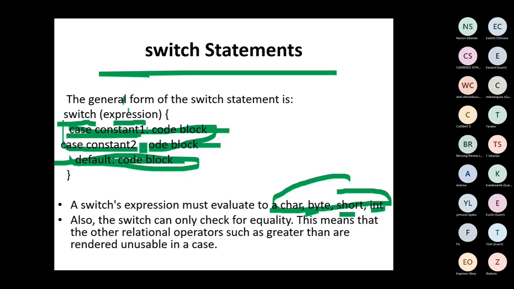The switch can only check for equality. If the expression is equal to a case constant, then it will execute that block. This means that other relational operators, such as greater than, are rendered unusable in a case.